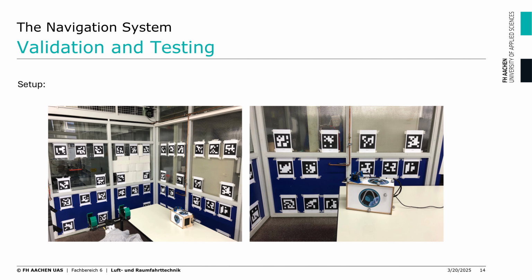Here you can see the test setup. On the walls, you can see the artificial markers that are used as reference points by the navigation system. On the right, you can see a wooden box in which all components of the navigation system were installed to have an easier handling during testing.